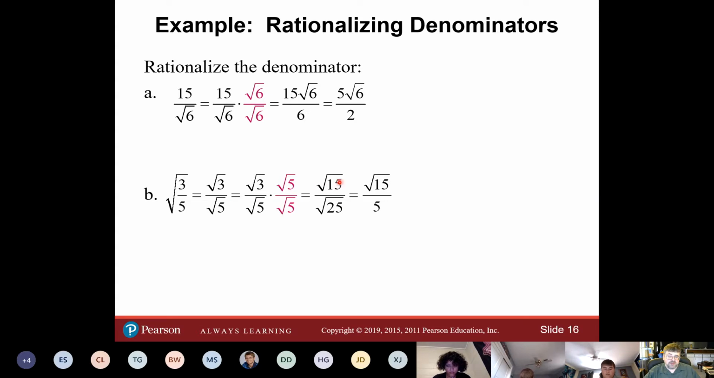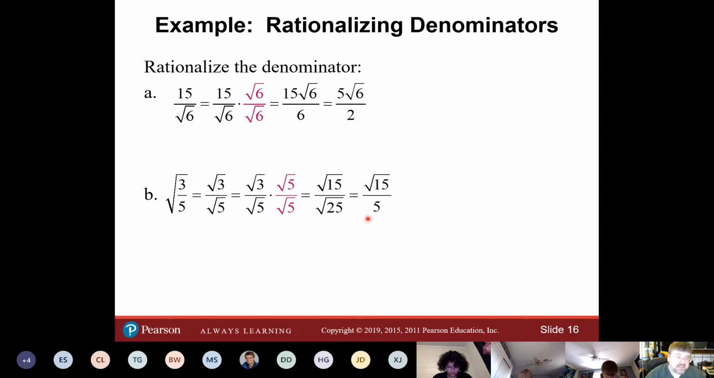And we get the square root of 15 over the square root of 25. The square root of 25 is 5. So we have for our answer the square root of 15 divided by 5. And we again want to check that numerator. Could we simplify the square root of 15 at all? No, we can't. No perfect squares inside of 15. So this is as simplified as it gets. This is my correct answer, my only correct answer.